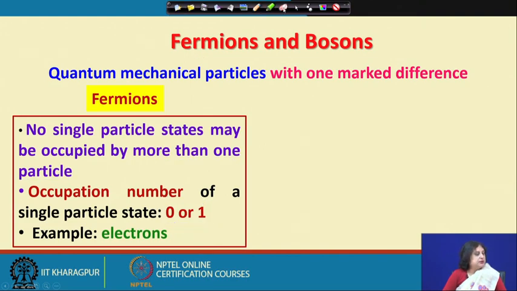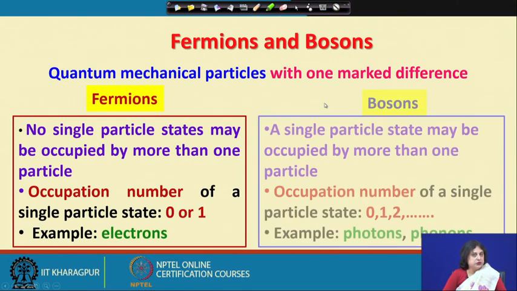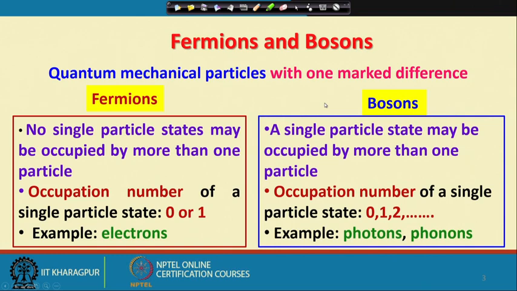The other class of particles that we were talking about were bosons, where unlike the fermions there is no restriction on the occupation number of a single particle state, and therefore, this occupation number may vary from 0, 1, 2 and so on and so forth. And the examples that we considered are photons, or the quantum of energy for electromagnetic radiation like light, and phonons, that is the quantized vibrational modes of solids.